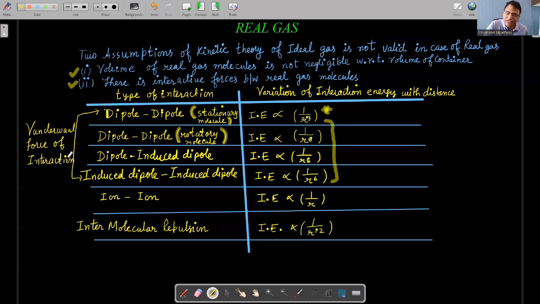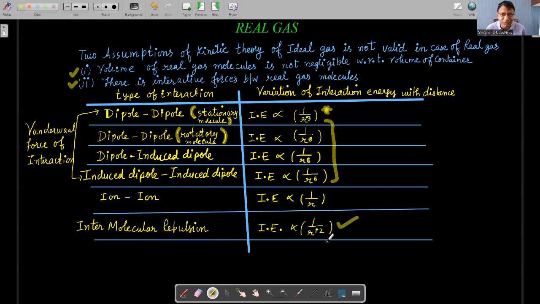The repulsive forces are active when the molecules are very near to each other, like when the distance between them is equal to their diameter, meaning they are touching each other. In that case, repulsive forces will dominate, and the interaction energy in repulsive forces is directly proportional to 1 upon r to the power 12.